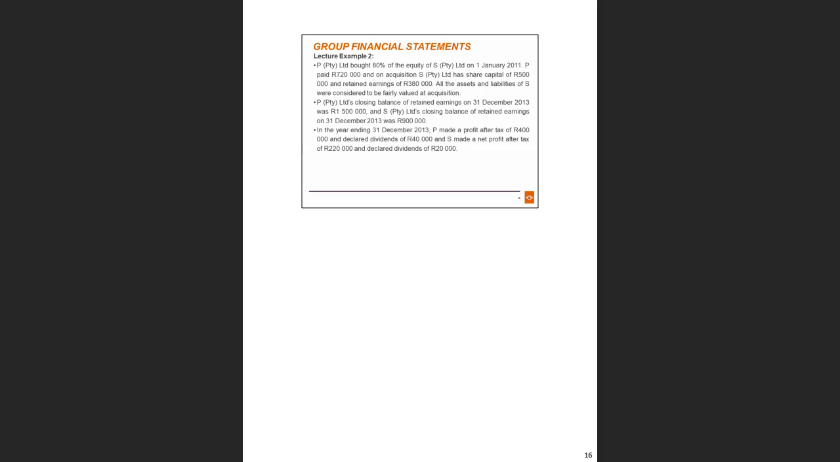So that is the current date. Now, look at your acquisition date. Your acquisition date was 1st of January 2011. Can you guys see my typing? From the 1st of January 2011, that was the acquisition date. So from the 1st of January to the 31st of December 2012, this is the period from acquisition to the beginning of the current period.